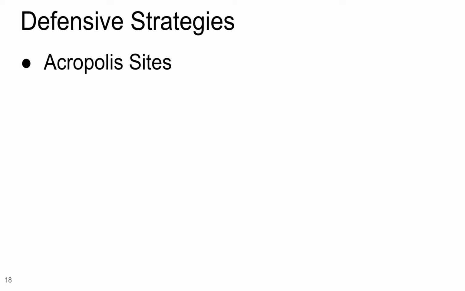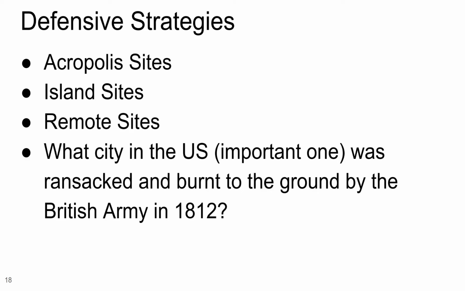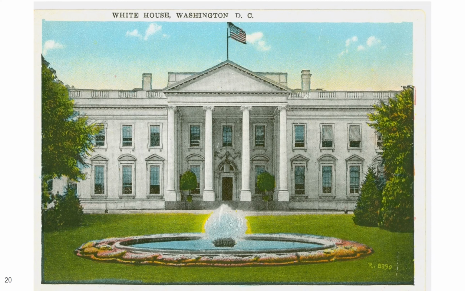So some defensive strategies: Acropolis, places that are high, like that first castle that we saw in Italy. Islands, we just saw that. Remote sites. Here you go. What city in the U.S., an important one, was ransacked and burnt to the ground by the British Army in 1812? I'll give you a hint. They had to paint parts of it white to cover up the burn marks. That's right. It's the White House, which was burned in the War of 1812.